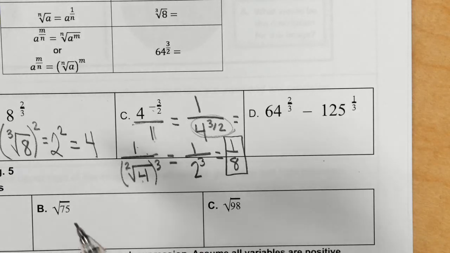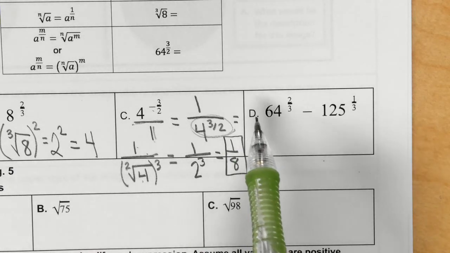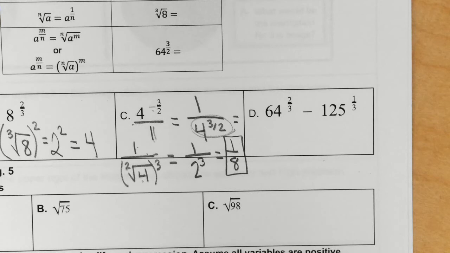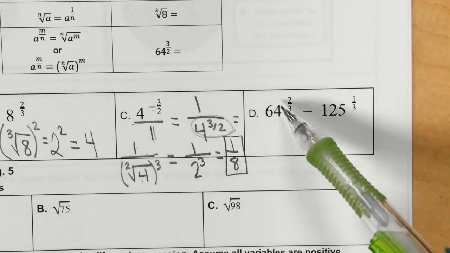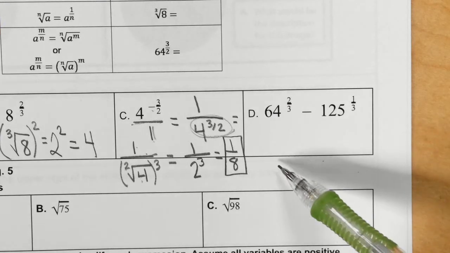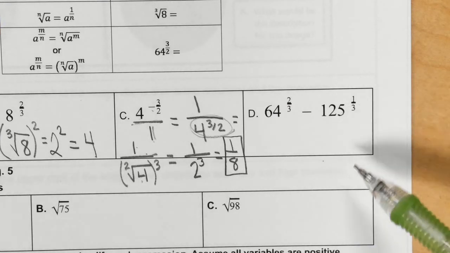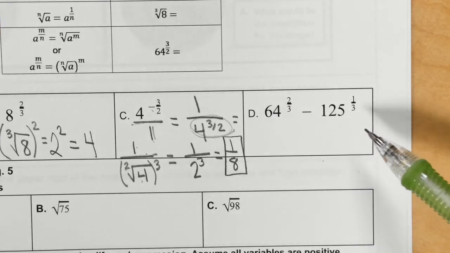Okay, now D, this is just, can you put some things together? Can you do two different ones at the same time? No. So you do this one, you get your answer. You do this one, you get your answer. And then you subtract them.